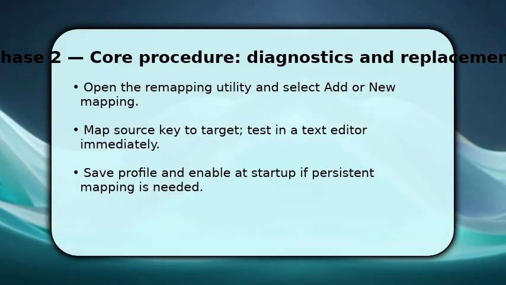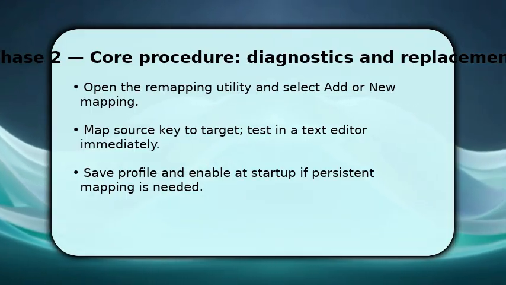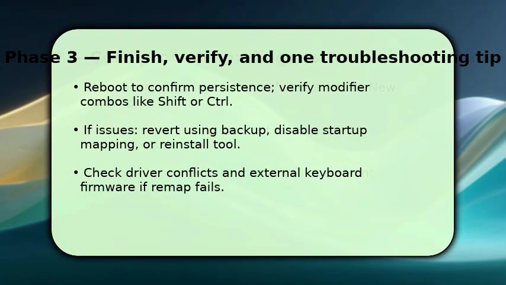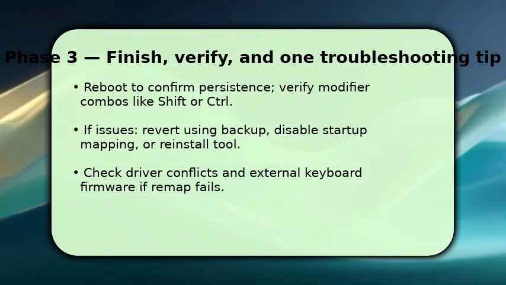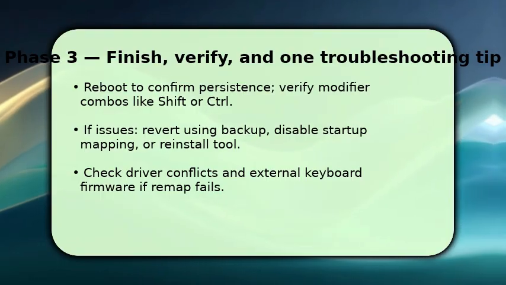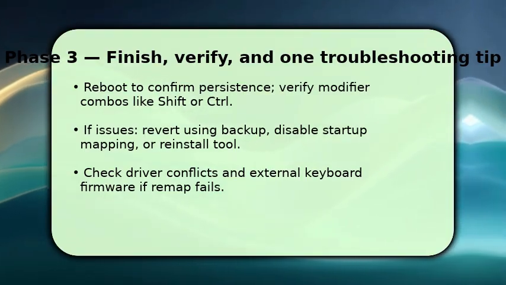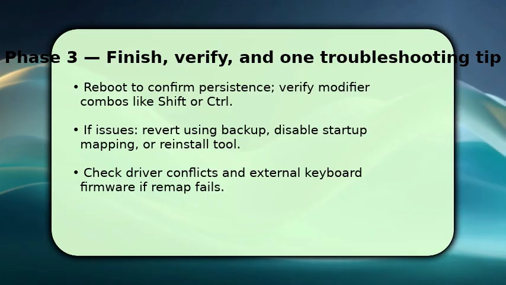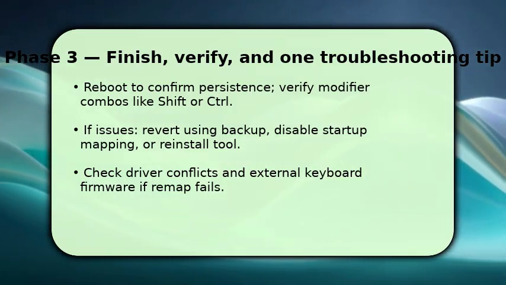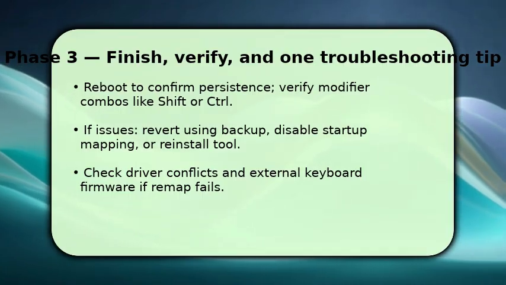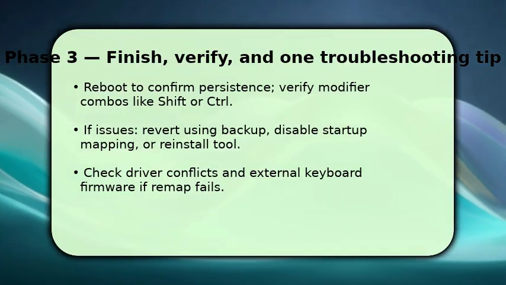Finish by validating persistence and modifier behavior. Reboot and test combos, Shift, Control, Alt, because some tools remap only basic key presses. If mapping breaks apps or shortcuts, disable the startup profile and revert to your backup, then reapply a single mapping to isolate the problem. If the key still misbehaves, check for keyboard drivers or firmware that override OS mappings.